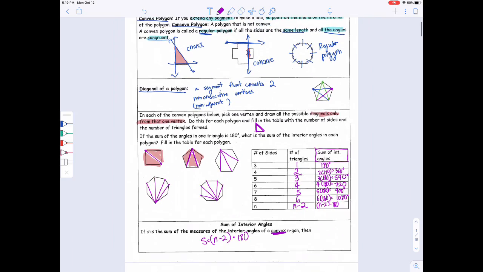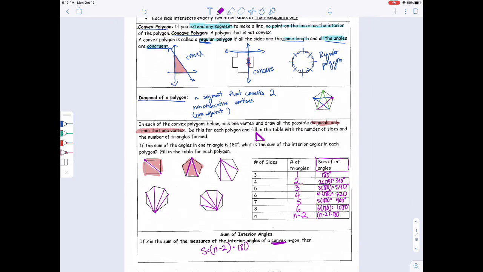In class, we'll talk more about some of the interior angles and how we can use this to find the exterior angles.